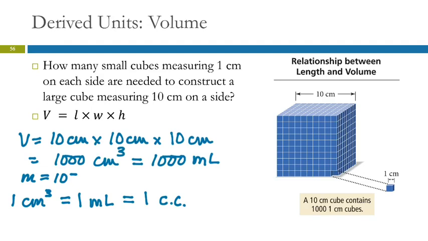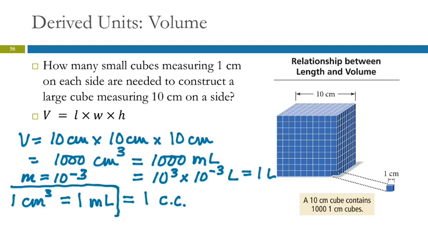10 to the negative 3. So if I have 1,000, that is 10 to the third, right? So 10 to the third milliliters, 10 to the third times 10 to the minus third liters, that's 1 liter. A milliliter is 1/1000th of a liter. Most important thing to get from this is a cubic centimeter is the same as a milliliter. Any questions?